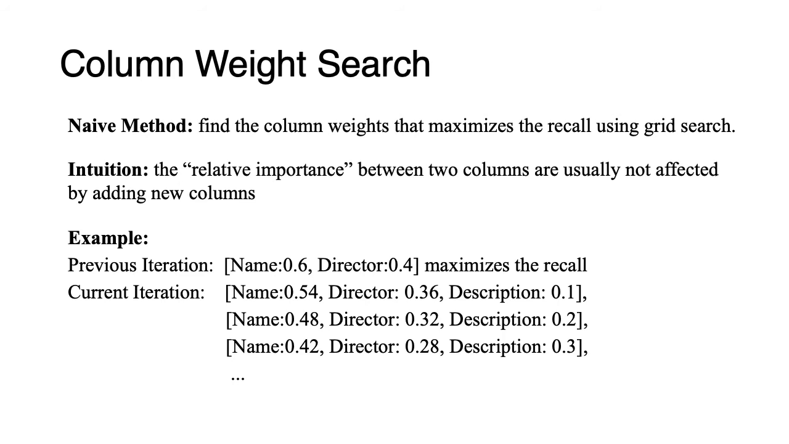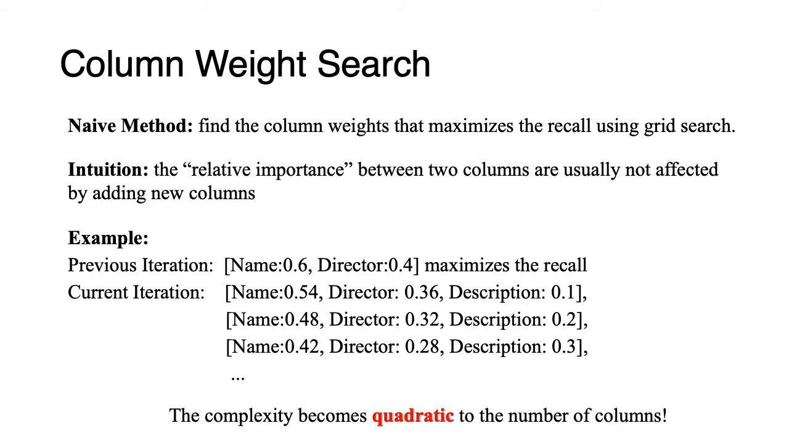For name and director, we just scale their weights, keeping their relative weights unchanged, which is still 0.6 to 0.4. It can be proven that using the column selection and column weight search algorithm, the complexity of column weights becomes quadratic in the number of columns, which is acceptable in practice.